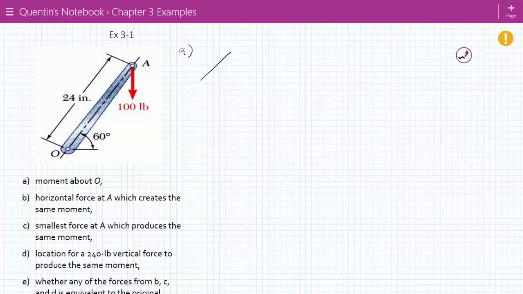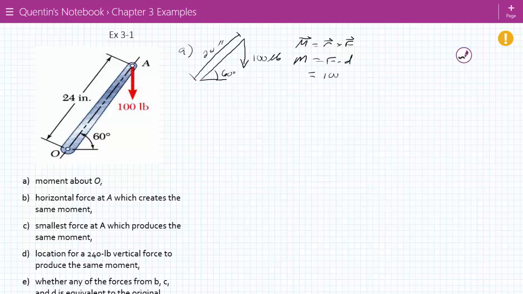So we have this lever arm, and there's a force down here of 100 pounds. And this is a distance in this direction of 24 inches, and we know this angle of 60 degrees. Okay, so what do we have? Moment is R cross F, right? But that's not what we're going to use, because the other thing is the magnitude of the moment is force times distance. So it's equal to 100 pounds times the distance.